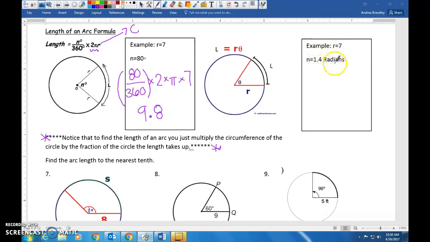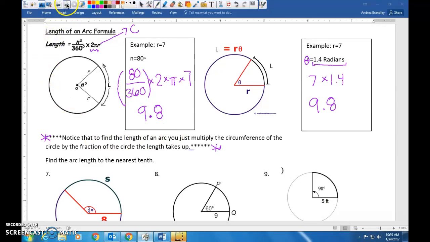Versus over here, I'm given my angle in radians and not in degrees. Well, when given your angle in radians, it's actually even easier. This little symbol, and I suppose this should actually be a theta this time, not an n, this little symbol is called theta, and it's just your angle measure. So the arc length is just your radius times your angle measure. So all I have to do over here is 7 times 1.4. So it's even easier than when we're given degrees. And this is also 9.8 because 80 degrees is the same thing as 1.4 radians.